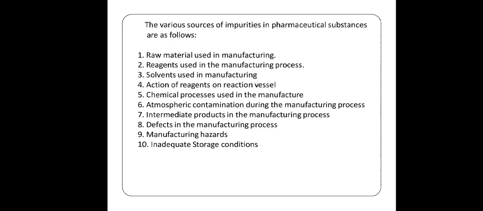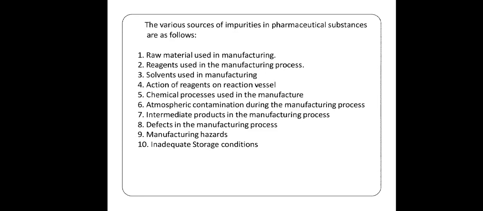Fourth one is action of reagents on reaction vessel. So reaction vessels used in manufacturing processes may be made up of metals, just like iron, copper, silver, etc. So the reagents will react with that metal in the reaction vessel, and it will extract the metals. So those metals will be present in the final product in the form of impurities.